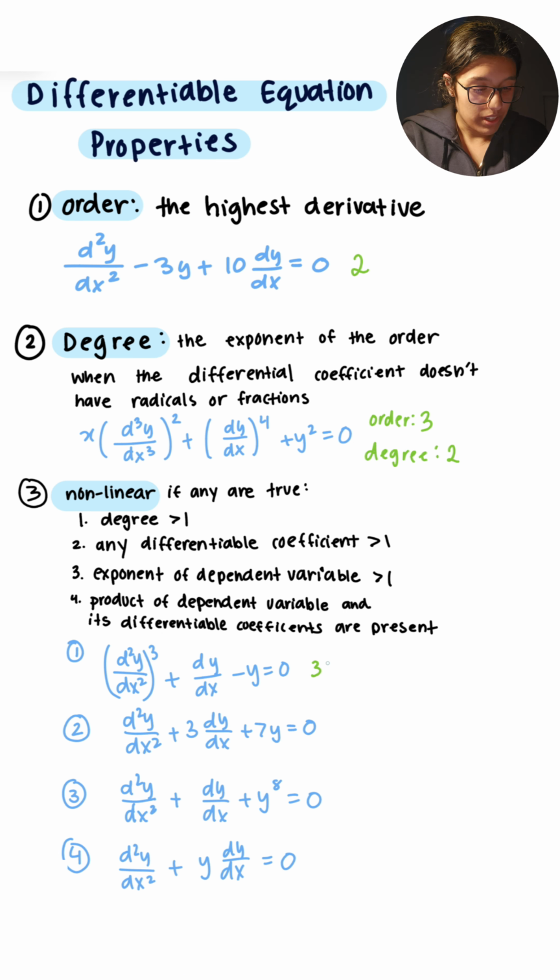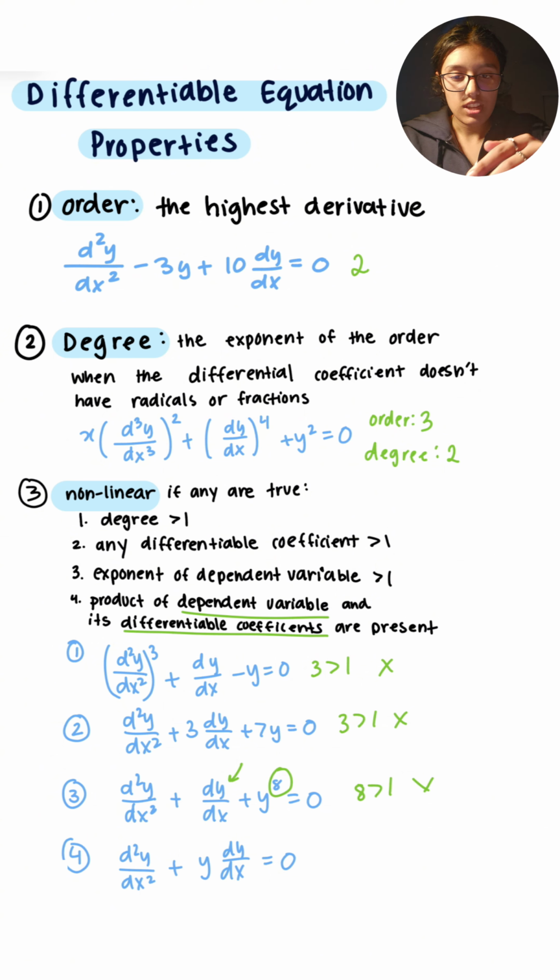Next, we have exponent of the dependent variable is greater than 1. So the dependent variable is always going to be the variable at the top. So it says the exponent of the dependent variable is greater than 1. Here, we know that the dependent variable is y, and we see that the exponent is 8. And 8 is definitely greater than 1, so that is also nonlinear. And finally, at fourth, we see the product of the dependent variable and the differential coefficients are present. In other words, this is saying our dependent variable and the derivative is being multiplied together, so that has to be a nonlinear differential equation.